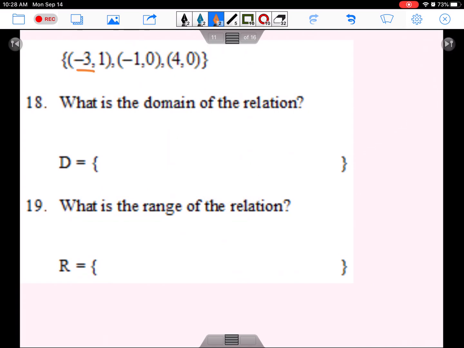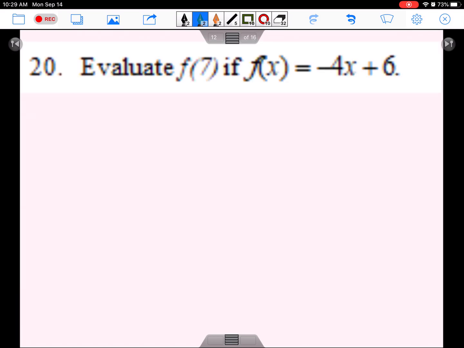Domain, what's the domain? Domain is all of the x values: -3, -1, 4. If they were out of order, we'd fix them. Order them from least to greatest. The range is all the y values, and so we get 1, 0, and 0. We're going to put them in order from least to greatest. If they appear more than once, just list it once.